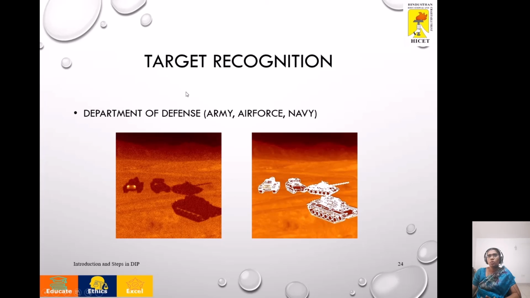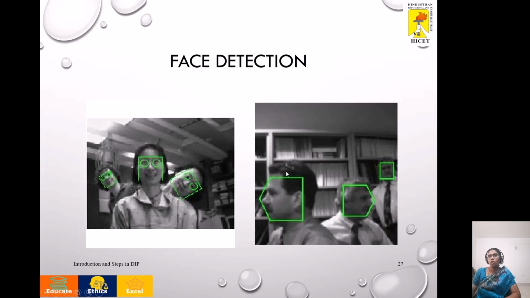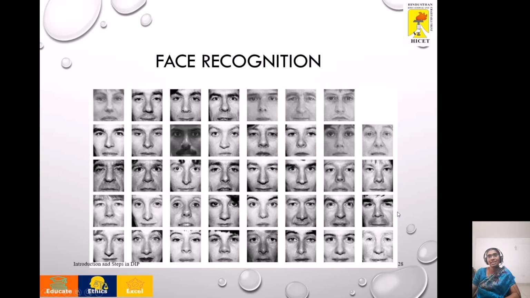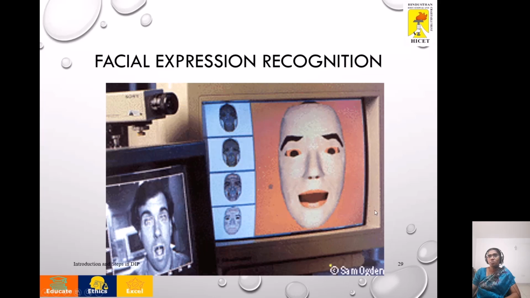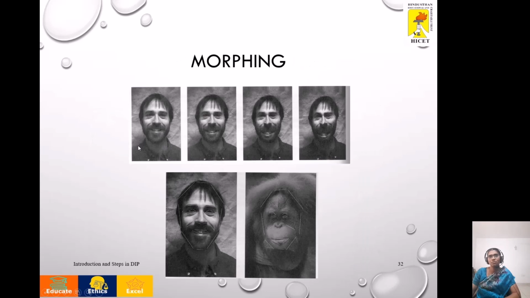Based upon these steps, digital image processing is applicable in various areas. It might be used for target recognition, particularly in the army, or in aerial photography, traffic monitoring, face detection, face recognition, facial expression recognition, human activity recognition, and in medical applications to identify tumors, mammography or x-rays, fractures, neural problems. For all these cases, image processing plays a major role, and it is also applicable in the animation industry like morphing, and the film industry.